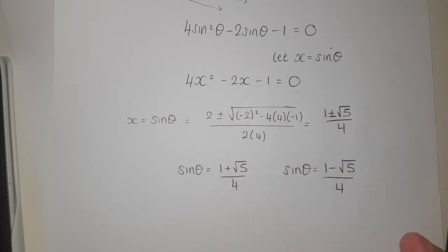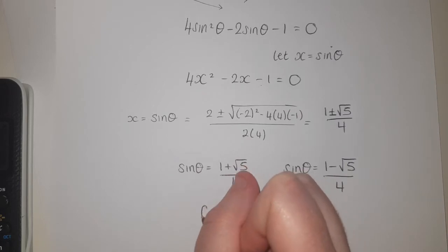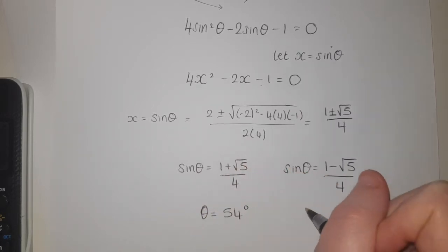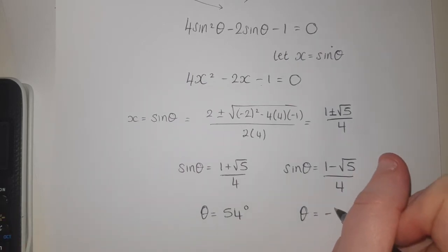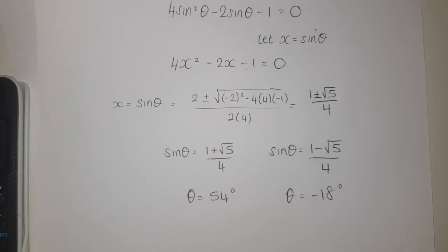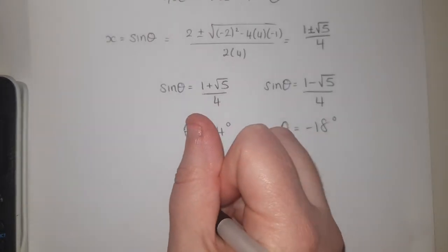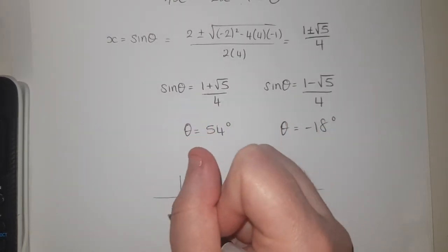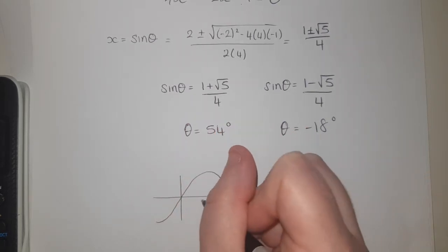Now remember, this time we're solving between 0 and 360, which means you do need to make sure that your calculator is in degrees. And if we do sine to the minus 1 of the positive one, we're going to get theta is 54 degrees. If I do sine to the minus 1 of the negative, I'm going to get minus 18 degrees. From there, it's up to you if you use the cast diagram or if you're using the graphs as to finding the other results. So because we're going between 0 and 360, I've got 90, 180, 270, 360.